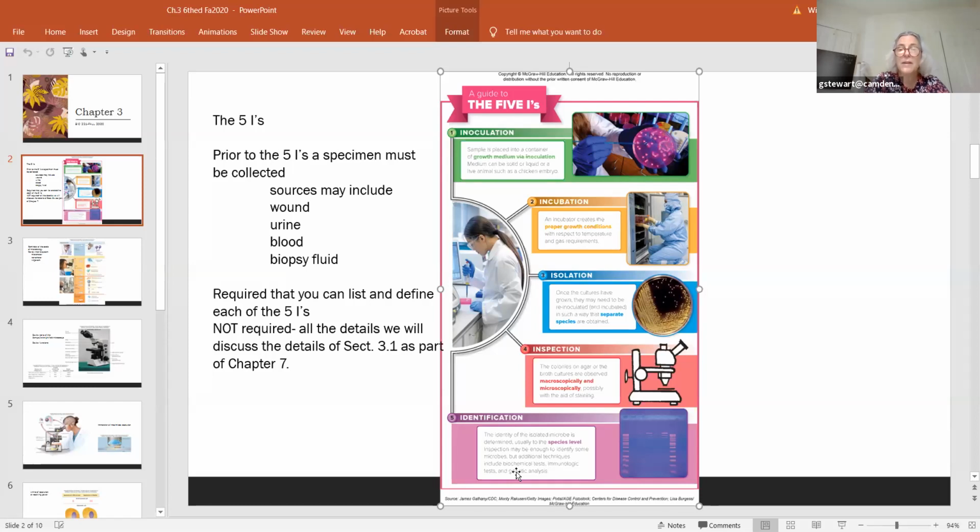Immunologic testing means looking for antibodies, as well as sometimes looking for antigens that a particular bacteria may have on its surface. And then, of course, genetic testing, if we need to know specifically an organism that's hard to find, or we can only identify it this way.